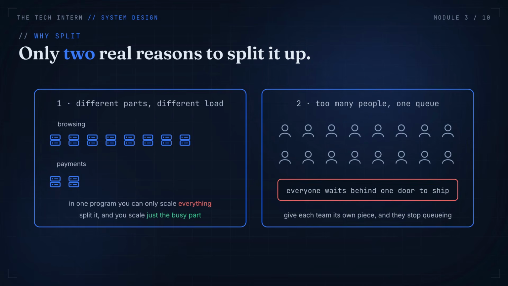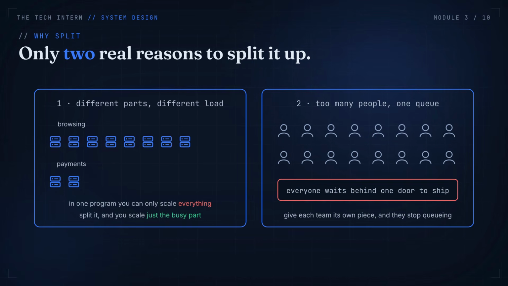When 40 engineers all deploy the same code base, they queue up behind each other. Someone's broken build blocks everybody. Give each team its own service, and they ship on their own schedule without asking permission. That's it. Those are the two reasons. Notice that neither of them is "microservices are modern." They're both about a specific pain. One part needs different capacity, or one team is blocked by another.